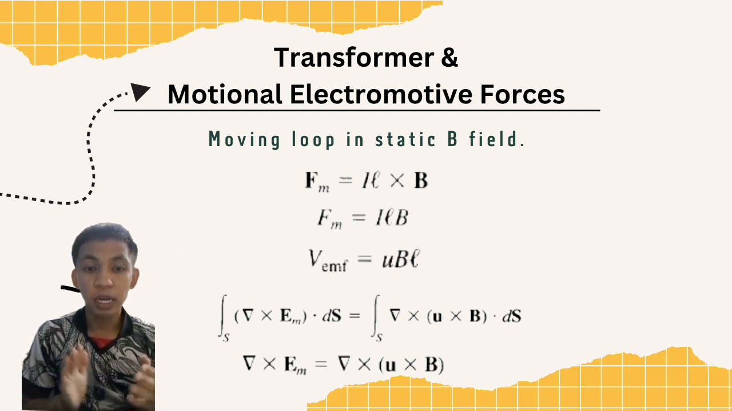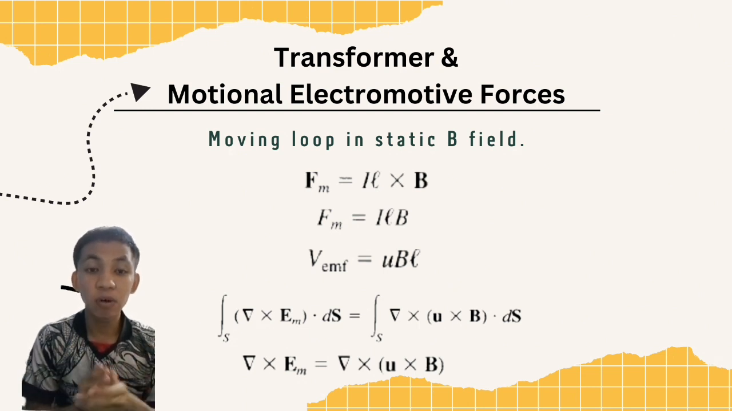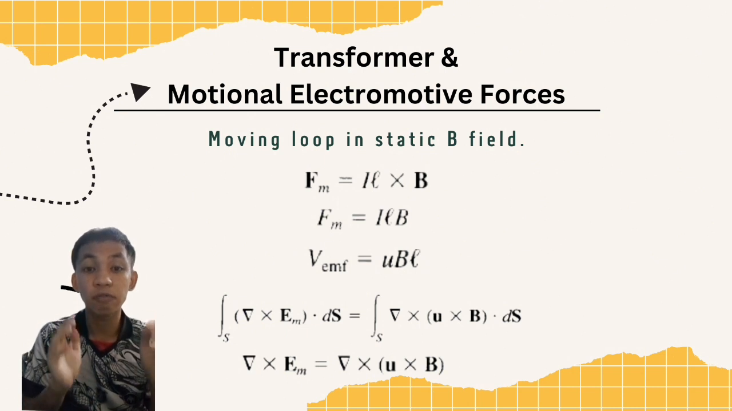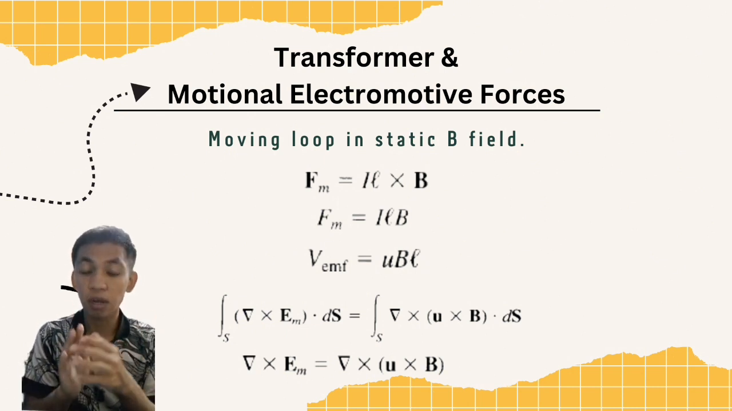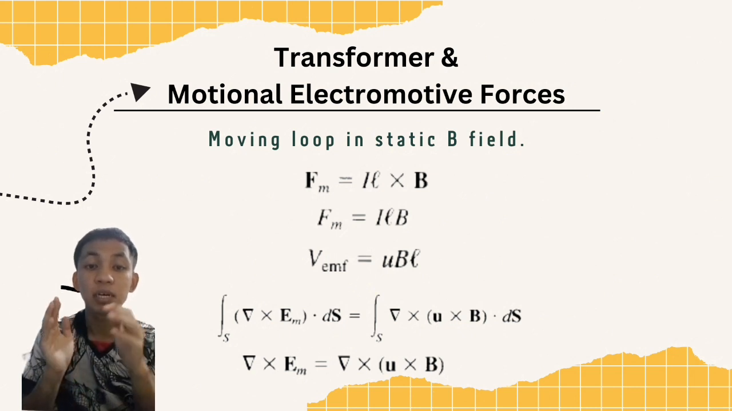Next, we look at another situation, where a rod is moving between a pair of rails. In this example, B and u are perpendicular, so the equation will be Fm is equal to I L B and V EMF is equal to u B L. By applying Stokes' theorem, we have the integral of curl of Em dot dS equal to the integral of curl of u cross B dot dS, or curl of Em is equal to curl of u cross B.